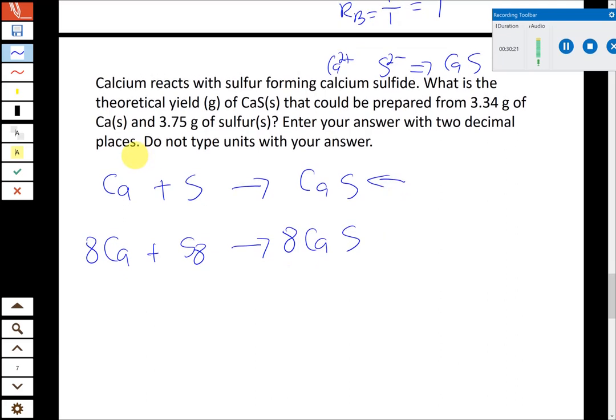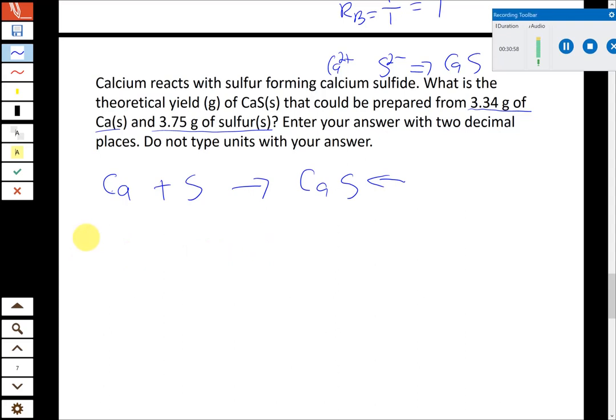Okay, but in this problem here, we're looking for theoretical yield of the product if we have 3.34 grams of calcium and 3.75 grams of sulfur. So this is a classic situation now where we have amounts of both reactants. We know how much calcium we have, we know how much sulfur we have, and so we need to go through and figure out first which is the limiting reactant. So before we can figure out how much of our product forms, we have to determine which of those, calcium or sulfur, is the limiting reactant. So I'm going to get rid of this just to get it out of the way and give myself some more room. And now let's go ahead and use this top equation to approach the problem.